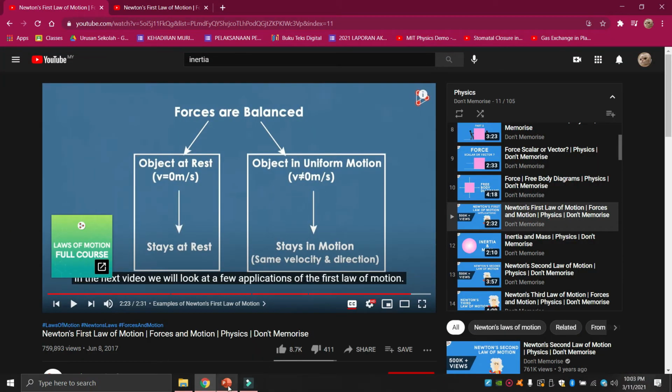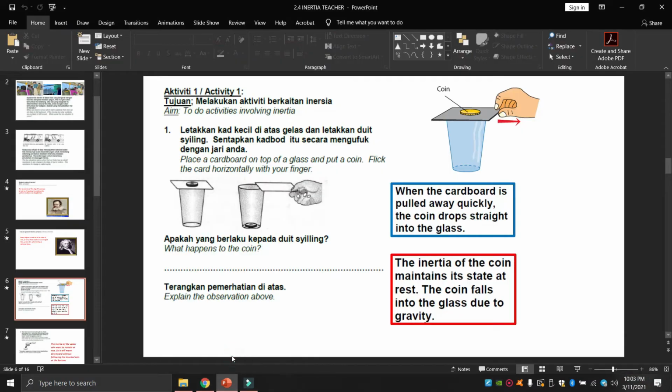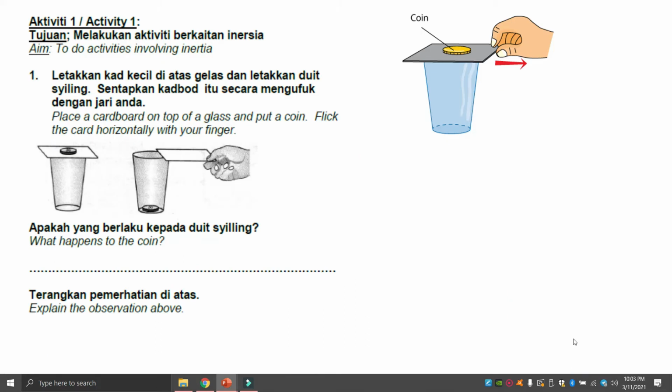All right, so I continue to the next part. This is the first activity that you can do at your home to see the effect of inertia. Let's say you place a cardboard on the top of a glass, and then you put a coin on it, and then you flick the card horizontally with your finger. Then what will happen to the coin? The coin will fall into the glass.